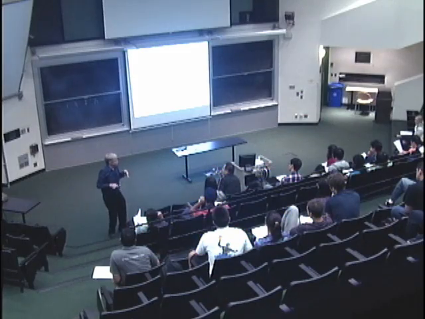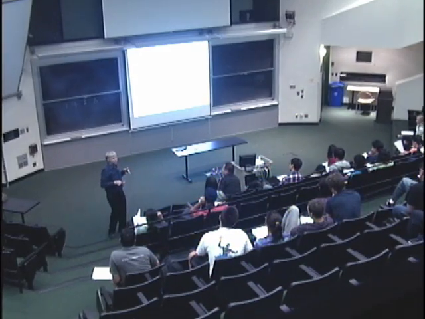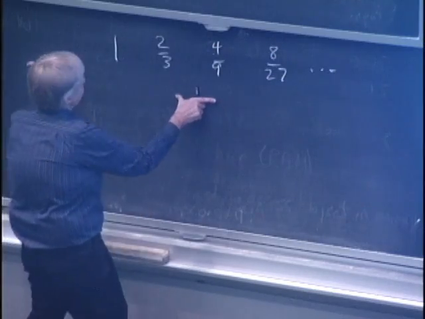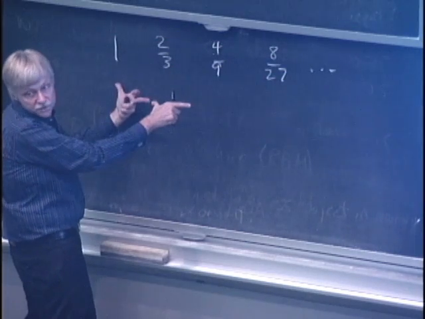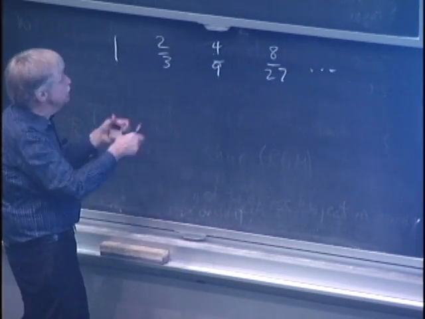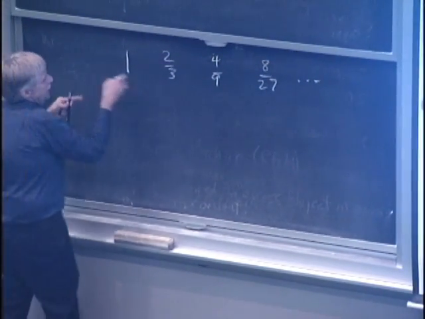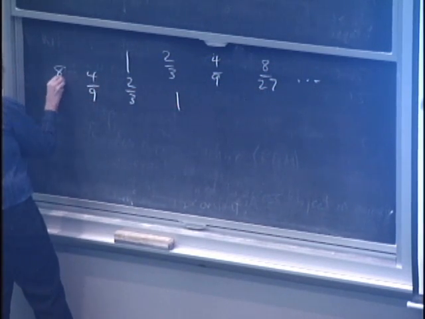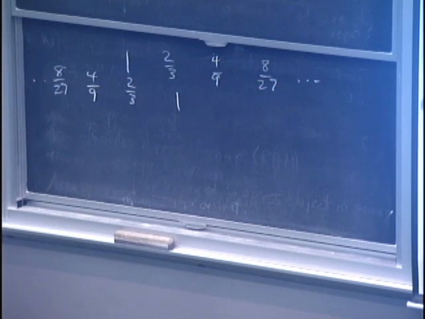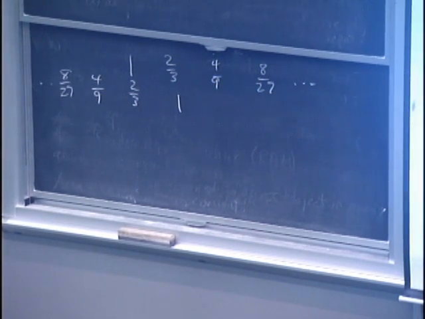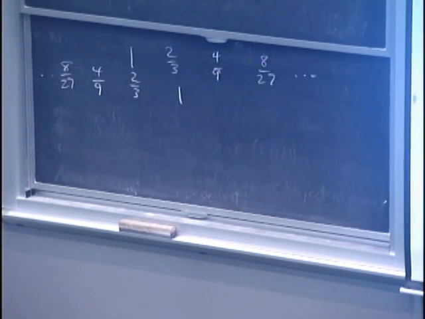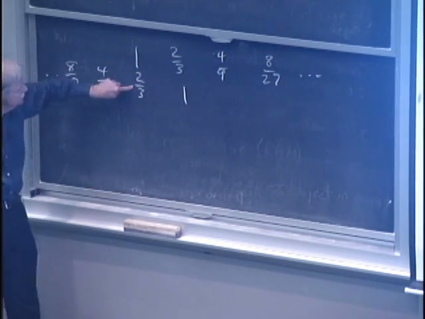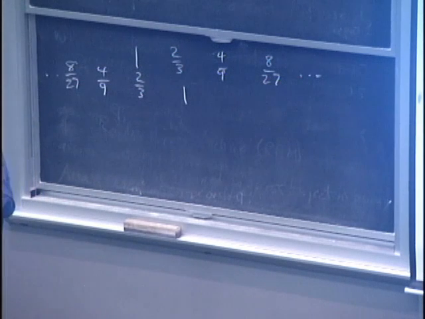Flip, shift, multiply, sum. So I flip, shift. So when I shift, the new answer looks like 1, 2/3, 4/9, 8/27, etc. Multiply and sum, what's the answer? 4/3. So the only non-zero answers are 1 times 2/3 plus 2/3 times 1, 4/3.